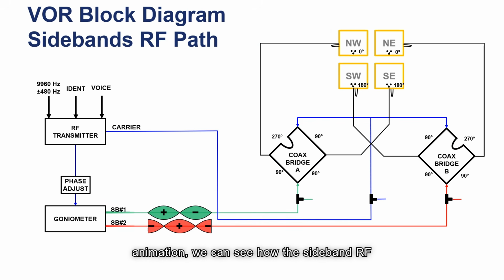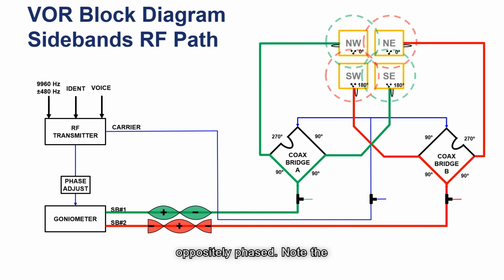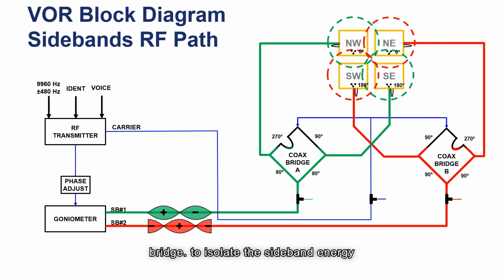In this animation, we can see how the sideband RF paths flow from the goniometer through the bridges and out of the antennas oppositely phased. Note the isolation that occurs at the top of each bridge to isolate the sideband energy from entering into the carrier.